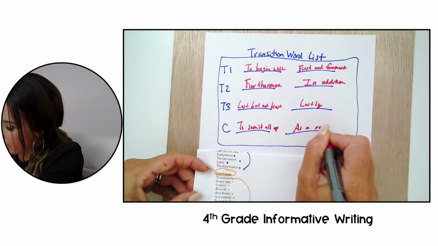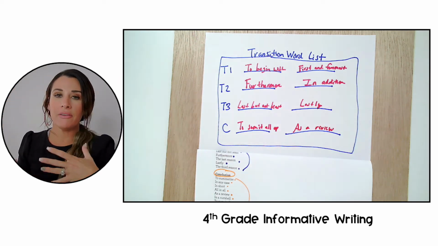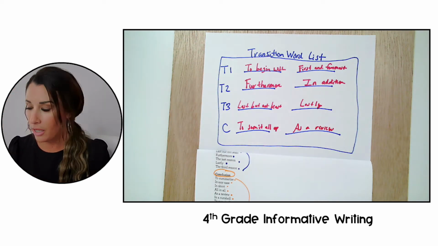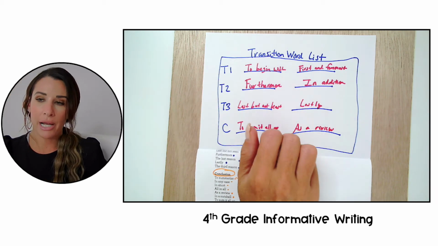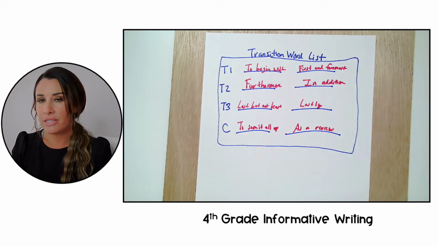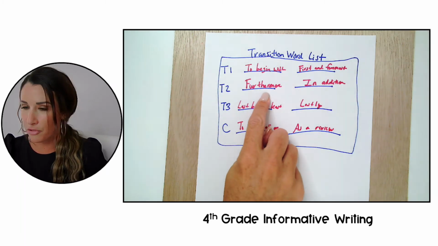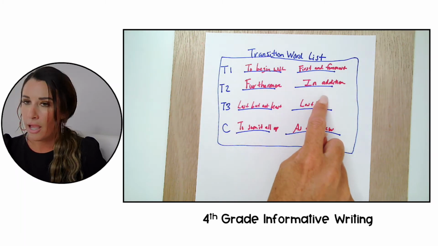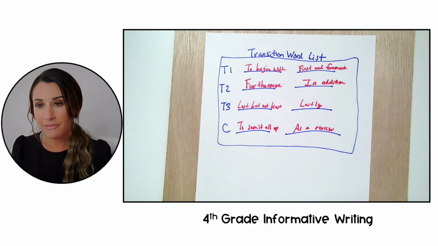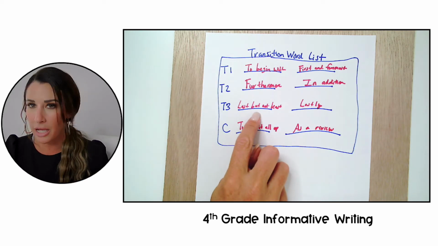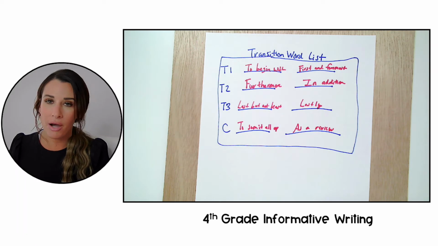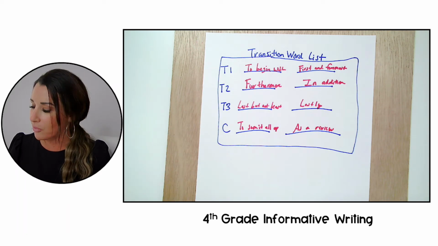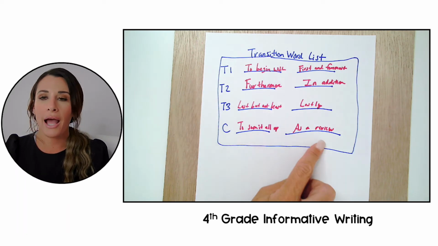So when I write my essays from now on, instead of using first when I get to T1, I'm going to use either to begin with or first and foremost. And when I get to T2, instead of using second, I'm going to use either furthermore or in addition. And when I get to T3, instead of using third, I'm going to use last but not least or lastly. And when I get to my conclusion from now on, instead of saying in conclusion, I'm going to say to sum it all up or as a review.